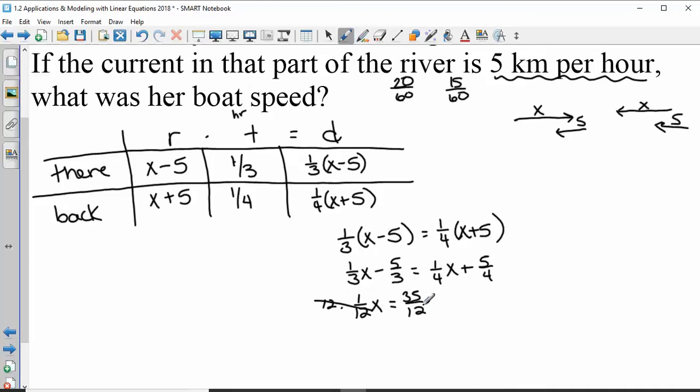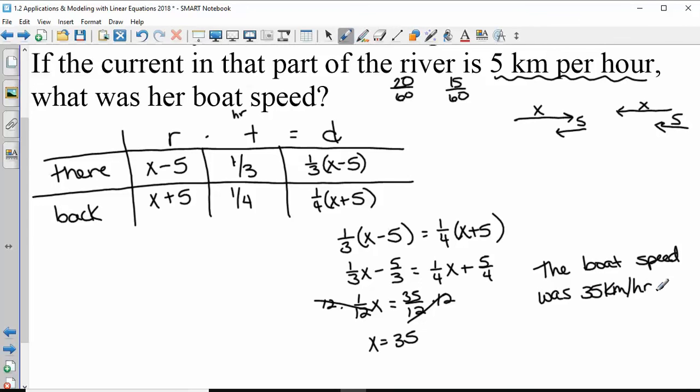So if I multiply by 12 on each side, I get X equals 35. So the question was, what was her boat speed? And that was what our X represented. So the boat speed was 35 kilometers per hour.